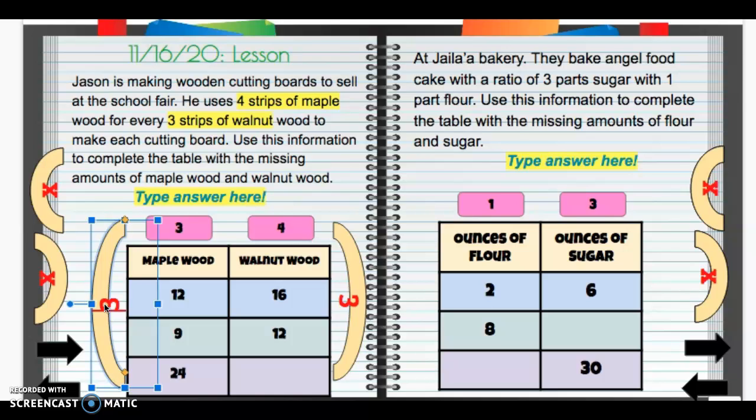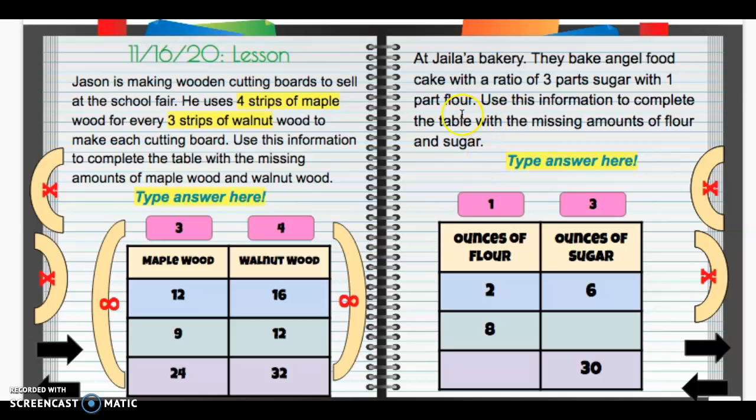3 times 8. So I had to do 4 times 8. 4 times 8, which equals 32. So that's what we use to help complete our chart.